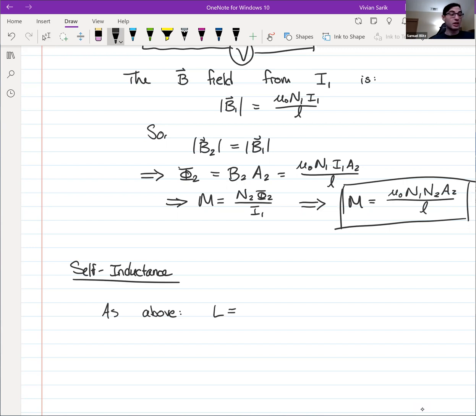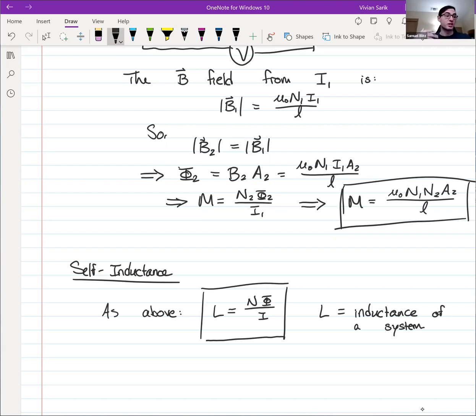The self-inductance of a solenoid is defined using the exact same formula that we saw above. It's just that now, instead of having two different things, where we calculate the flux in one and the number of turns in one and divide by the current in the other, it's now the number of turns in one, the flux in one, and the current through the same thing. So L here is the inductance of a solenoid or of a system. It's the self-inductance really, but oftentimes it'll be abbreviated as just inductance.